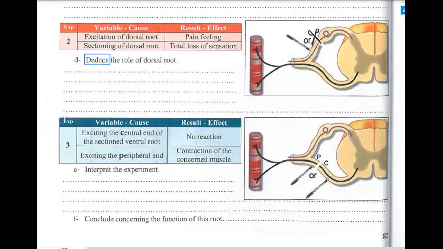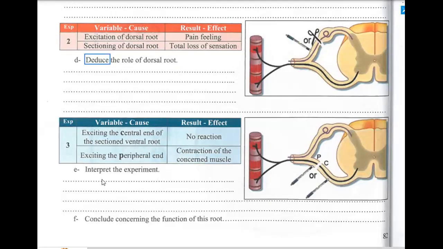The best way to justify is to analyze. So we will follow the same way. We will say, first of all, what is the role of the dorsal root? When it is normal, it helps me feel. When it is cut, I don't feel. So this dorsal root has a sensational role, or it carries the sensory messages. Right? How do we justify?